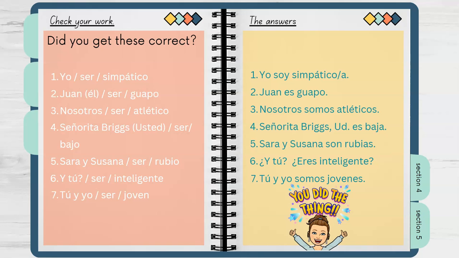And number 7, tú y yo. This one always confuses people, so let's see how you did. That is a group of people, right? It's more than one. Tú y yo, that's you and I. And I am part of that group, so that is the same thing as nosotros, like number 3. Okay? So tú y yo somos jóvenes. How'd you do? If you need more practice or if you need some help understanding what's going on, please feel free to ask your teacher. But I'm betting you did pretty good on that.